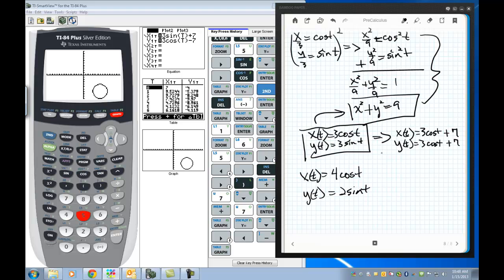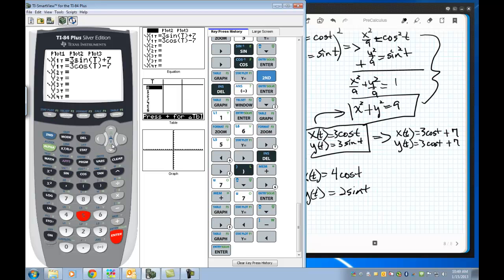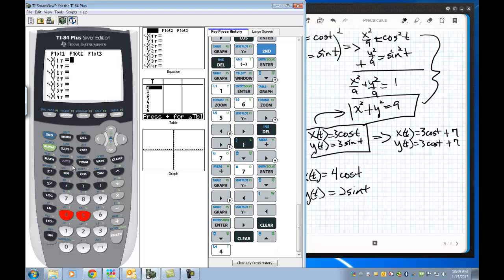What do you think is going to happen? Well, look close. Don't even look close. Let's graph it. Y of t. Let's get rid of that. Whoops. I want to get rid of that. Go away. Clear. And clear. What did I say? X of t is 4 cos t.